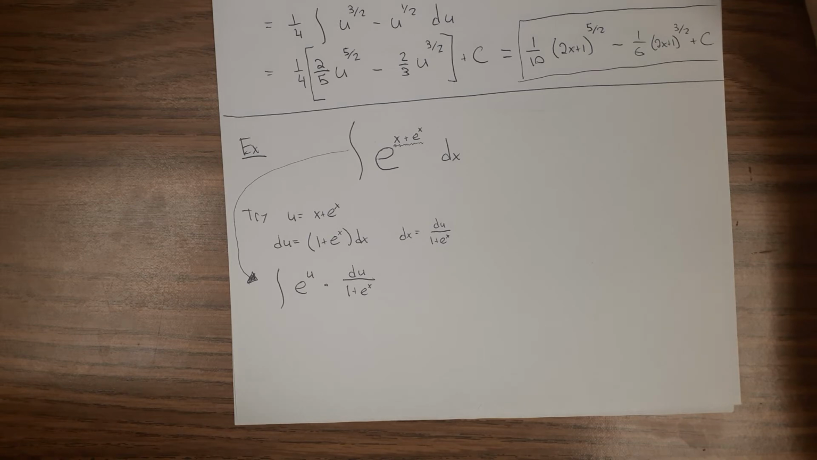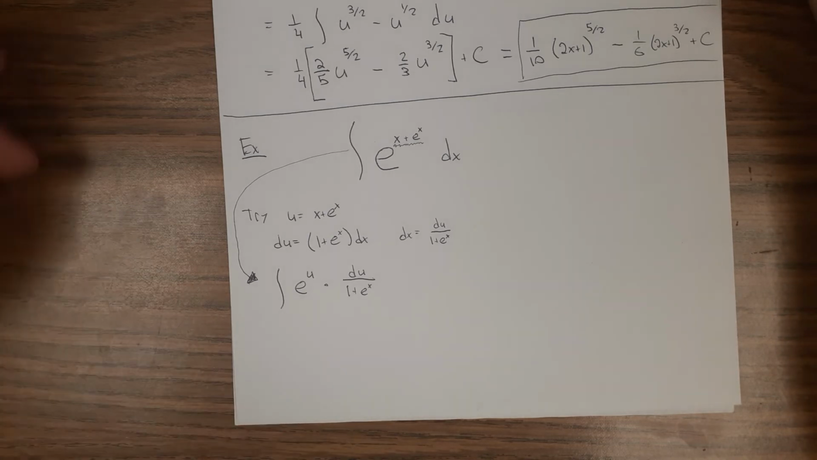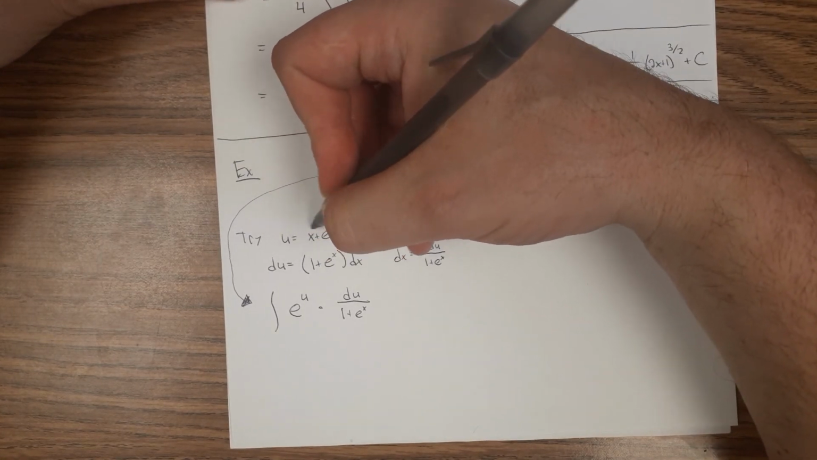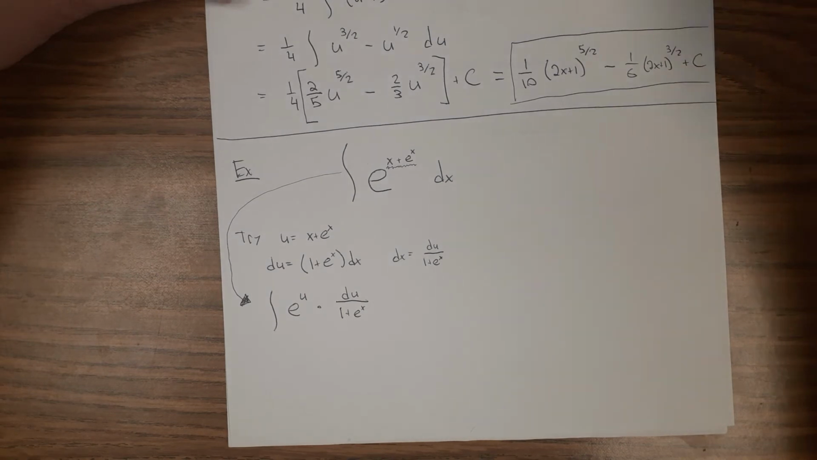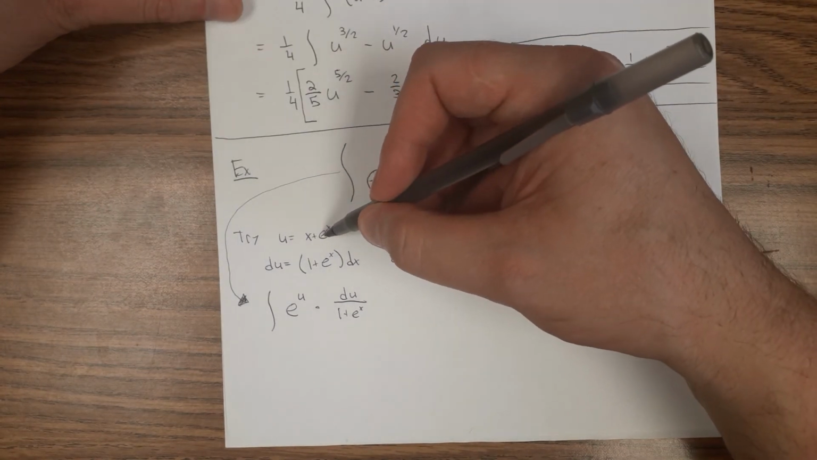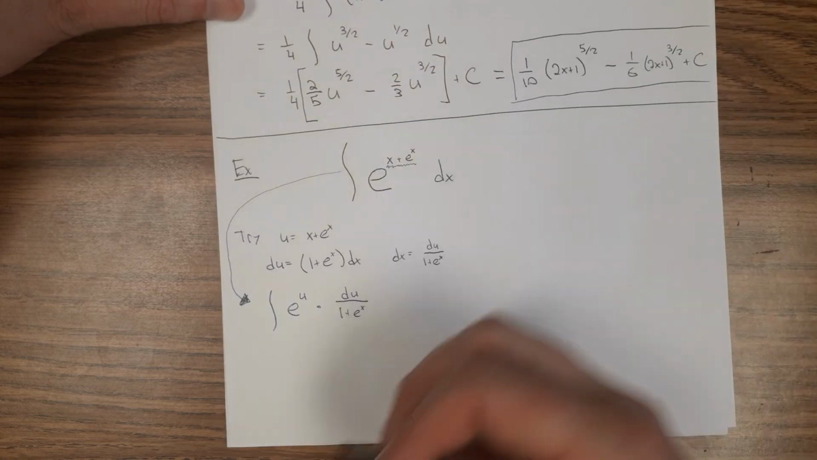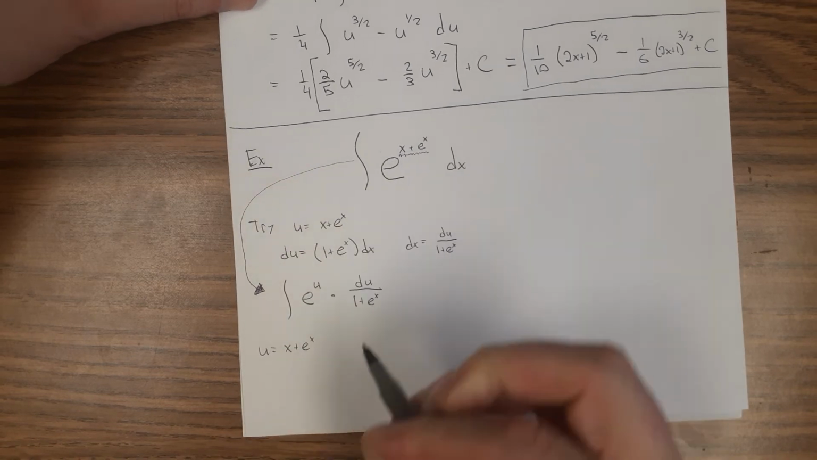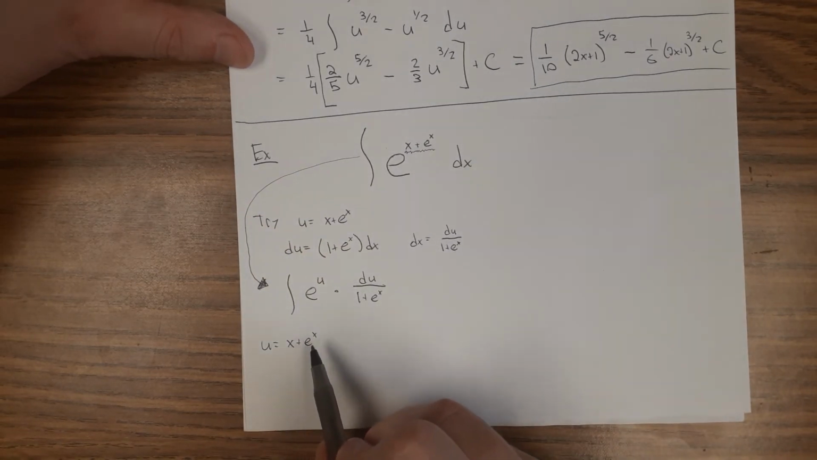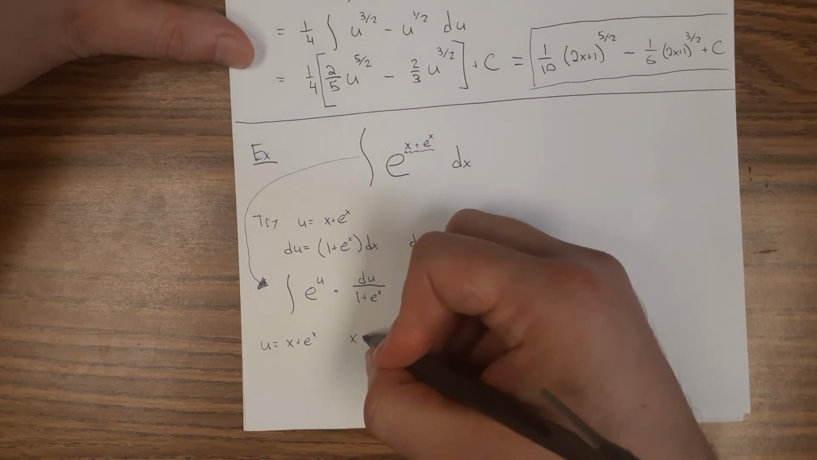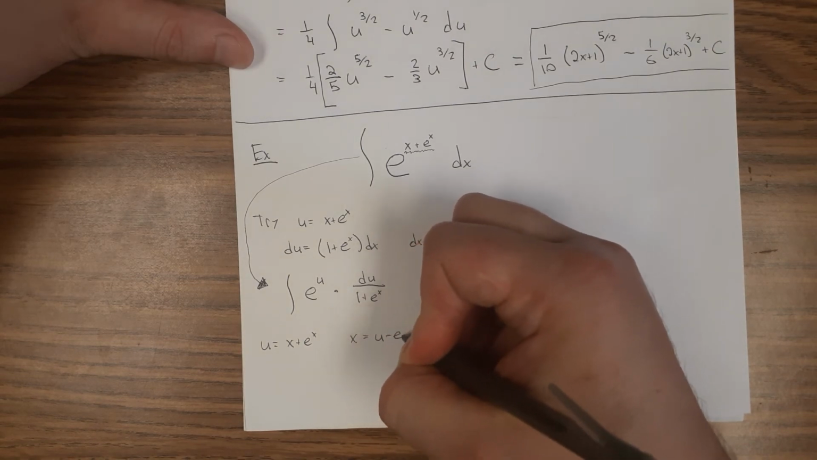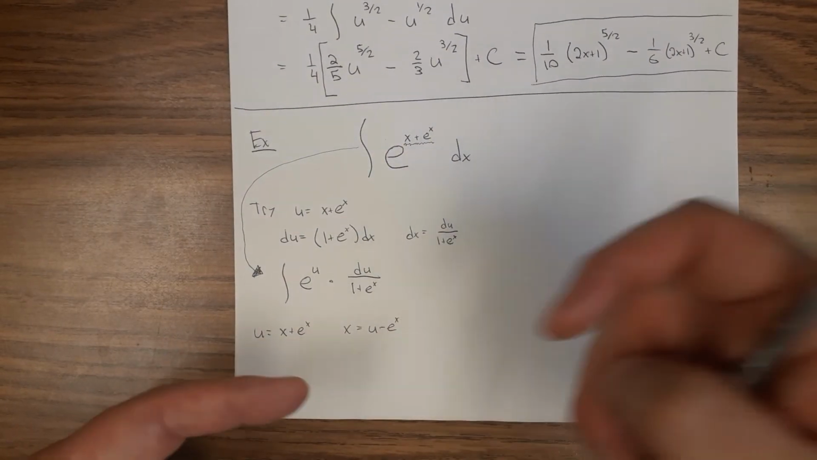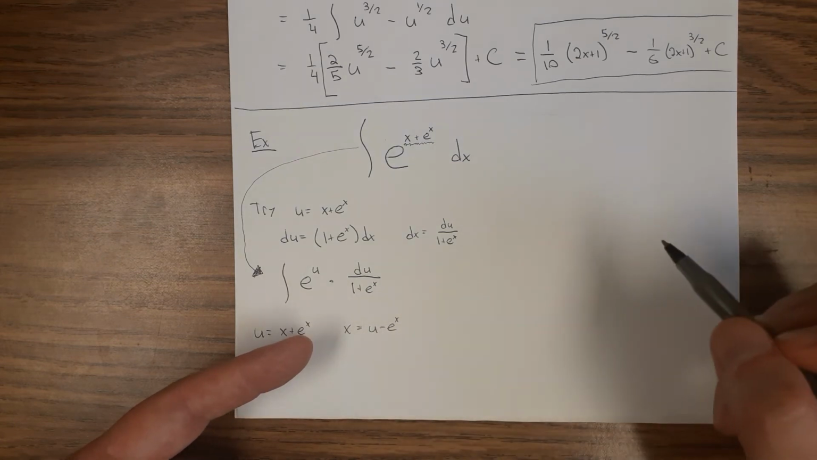Well, I can try what we tried last time, which is, if you remember, I can go back to the original substitution and try to do some algebra there. I can't really solve this for x. Let me try some stuff here. I mean, I can move the e to the x over. So x is u minus e to the x. But that's not really solving for x because I have x on both sides.